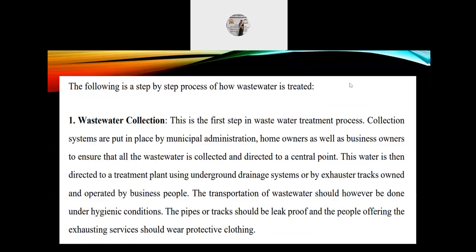The following is a step-by-step process of how wastewater is treated. First one is wastewater collection. This is the first step in wastewater treatment process. Collection systems are put in place by municipal administration, homeowners, as well as business owners, to ensure that all the wastewater is collected and directed to a central point. So this water is then directed to a treatment plant using underground drainage systems or by exhauster trucks owned and operated by business people. The transportation of wastewater should, however, be done under hygienic conditions. The pipes or trucks should be leak-proof and the people offering the exhausting services should wear protective clothing.